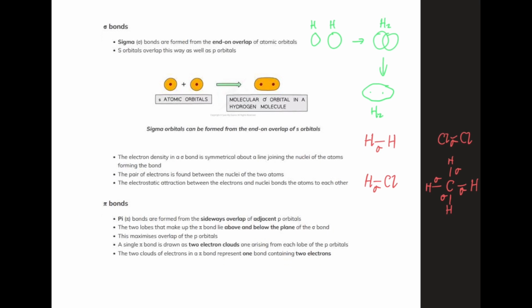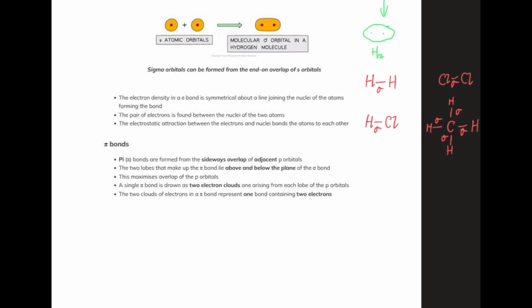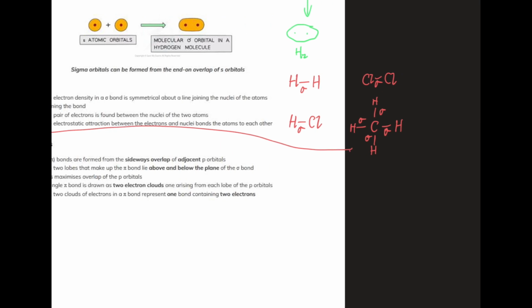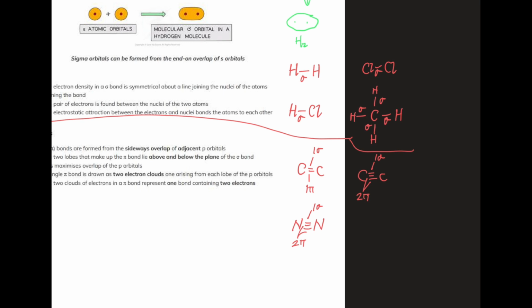Okay, now pi bond. Before we look at the information here, let's see examples. Pi bond happens in multiple bonds. A double bond has 1 sigma, 1 pi. Triple bond, 1 sigma, 2 pi. Let's say nitrogen, 1 sigma and 2 pi. So you see they always need 1 sigma as the basic structure, then the rest will be pi.